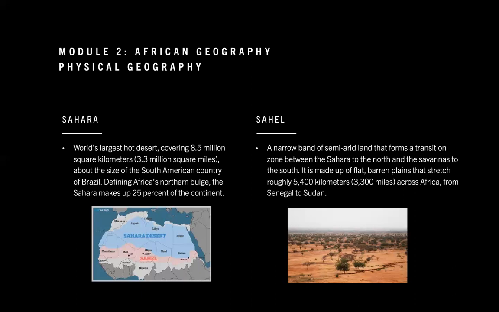Just sitting right next to the Sahara is the Sahel region. Sahel is mostly conducive for settlement compared to the Sahara. Actually, there are many people in the Sahel. It's a narrow band of semi-arid land that forms a transition zone between the Sahara to the north and the savannas to the south. It's made up of flat, barren plains that stretch roughly 5,400 kilometers, 3,300 miles, across Africa from Senegal to Sudan.